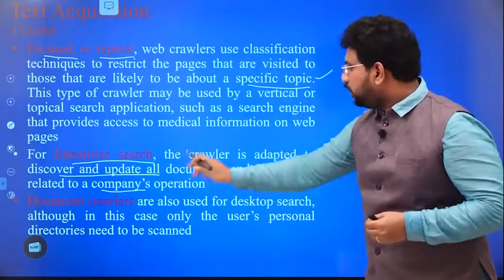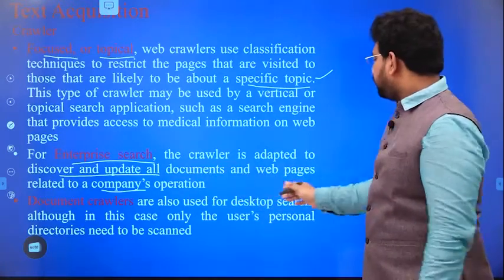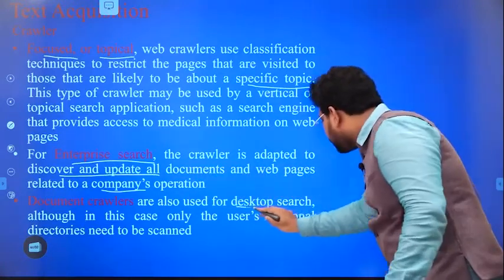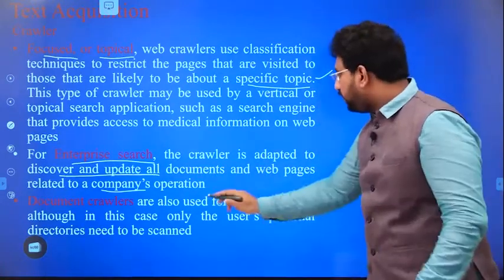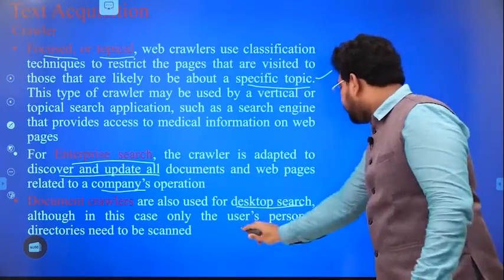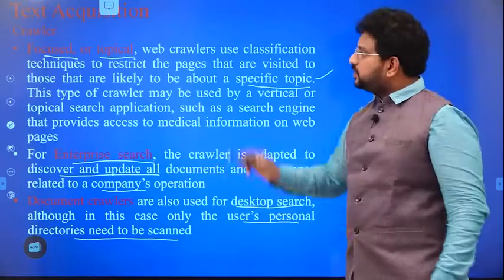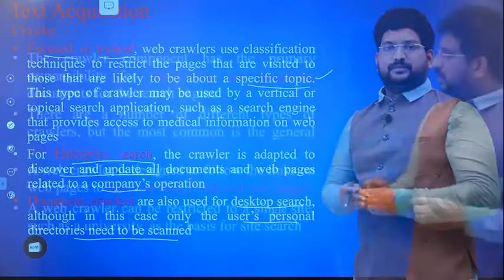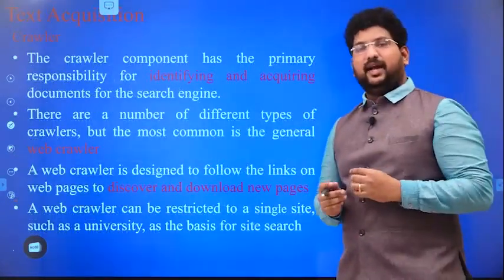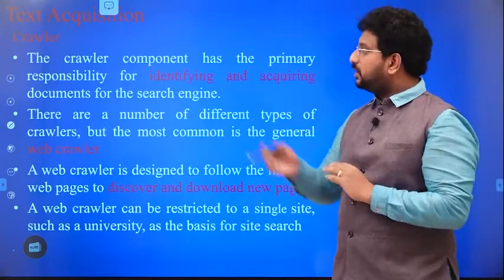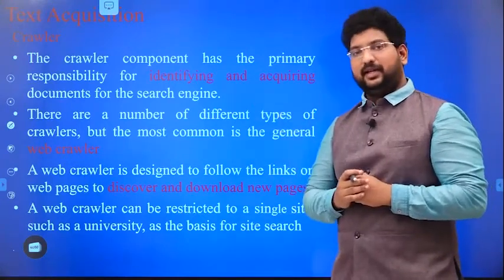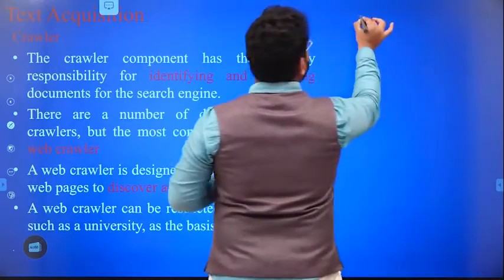And next one, document crawlers. We can use them for desktop search. In this case, only the user's personal directories need to be scanned, just the personal ones. So this is about the crawler. For better understanding, I am going to brief about this crawler in a detailed manner. So try to understand here.